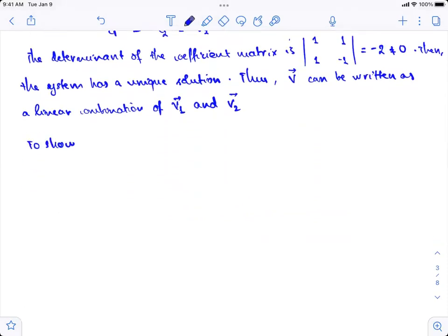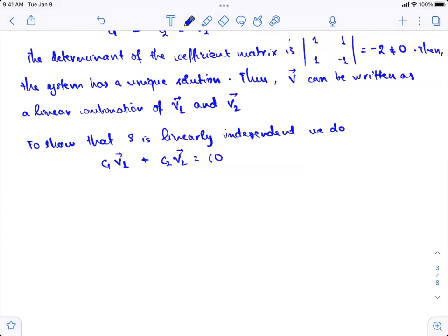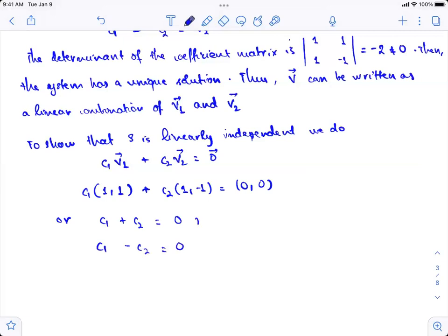To show that S is linearly independent, we first form this equation: C1 times V1 plus C2 times V2 equal to the zero vector. So vector V1 is equal to (1, 1) and vector V2 is (1, -1), equal to the zero vector. And from here again, we are going to form a system of linear equations. We get C1 plus C2 equal to 0 and C1 minus C2 equal to 0.